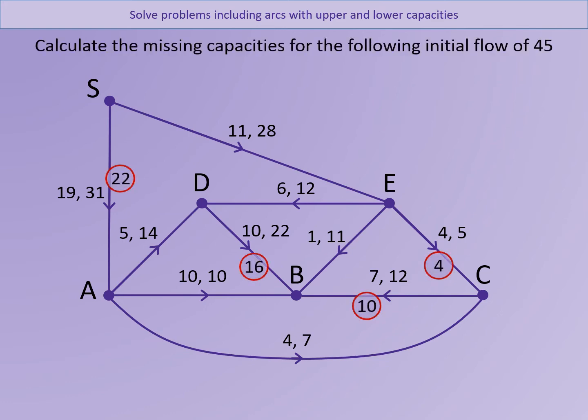Okay, so I've just added a few missing capacities just there. Sorry, I've just added a few: 22, 16, 10 and 4. What I'd like you to do, please, just a bit of problem solving, see if you could fill in the rest of the missing values. If those ones are correct, the 22, the 16, the 10, the 4, could you have a go now at filling in the other missing values so that the initial flow is 45. That's a key fact just there.